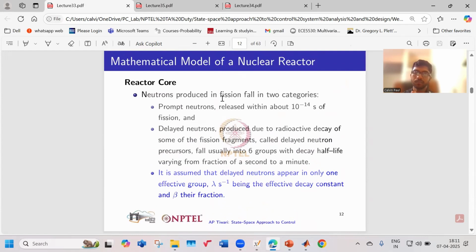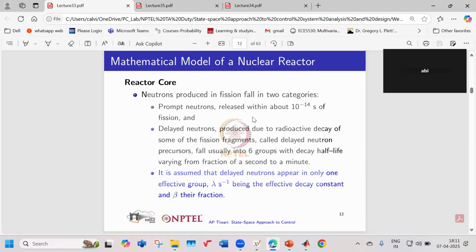When fission occurs, the neutrons fall into two categories. One is prompt neutrons, which are released within 10 to the power minus 4 seconds of fission.